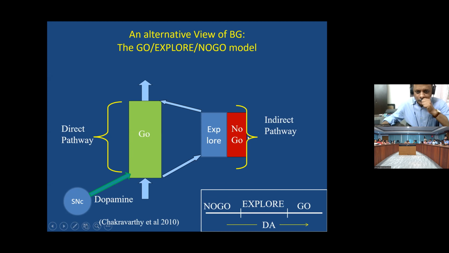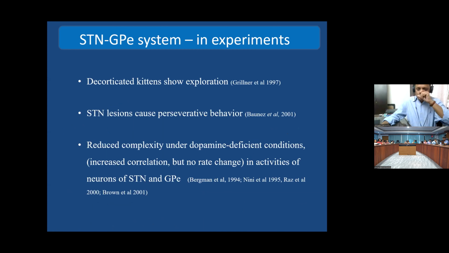So we proposed quite a long time ago that you shouldn't just talk about basal ganglia function in terms of go and no-go, but should talk in terms of go, explore, no-go, or GEN. So we call this the GEN model of basal ganglia. How do we say that the STN-GP is involved in exploration? Let us look at some preliminary evidence before we go deeper into this.